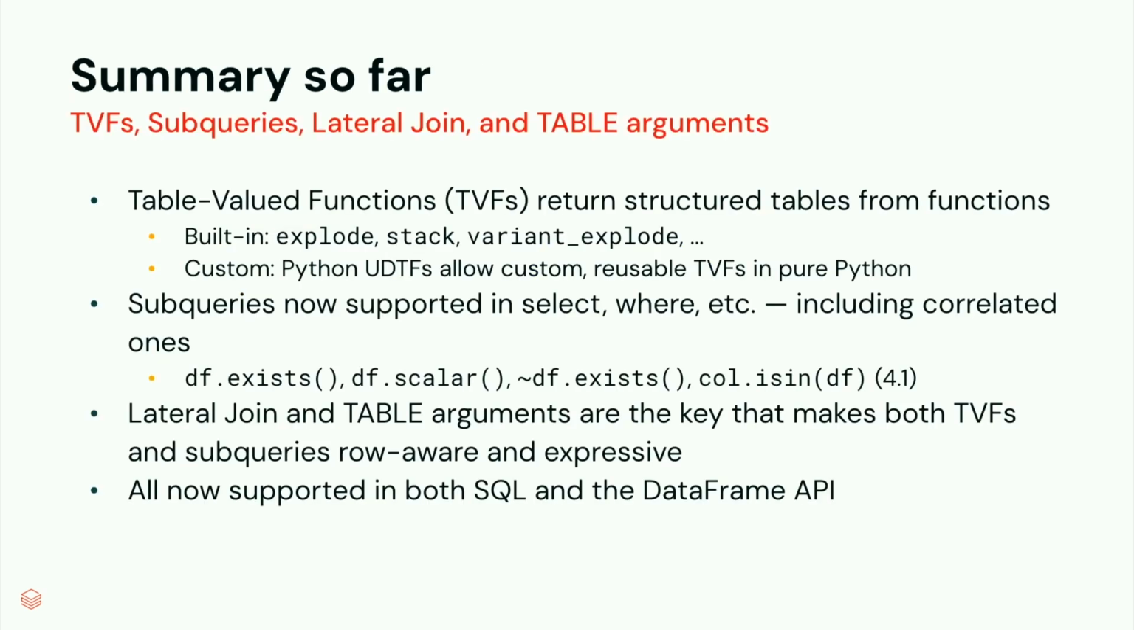Summary so far: we've seen how these features work independently and now how they work together. TVFs return structured row sets, either built-in or custom UDTFs. Subqueries allow nested logic that makes your pipeline modular and expressive. And lateral joins and table arguments are what tie these together, enabling row-wise application of table returning logic while supporting correlation and expansion patterns. Together, they let you build complex, composable data pipelines without leaving the DataFrame API.